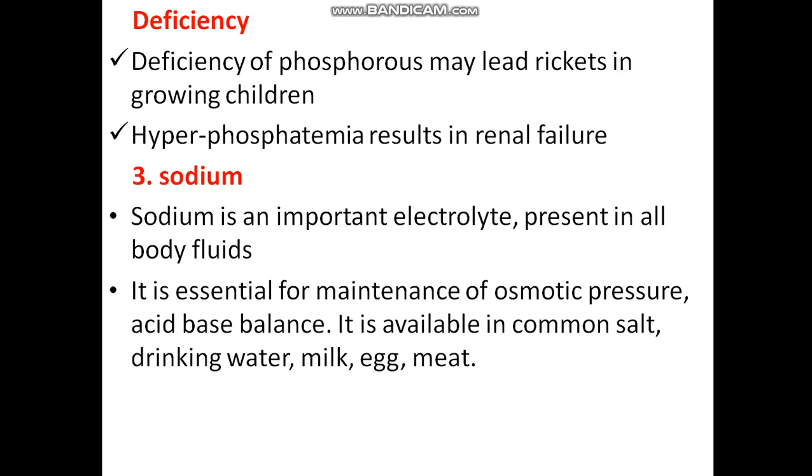The third element is sodium. Sodium is an important electrolyte present in all body fluids. It is essential for the maintenance of osmotic pressure and acid-base balance. It is available in common salt, drinking water, milk, egg, and meat.